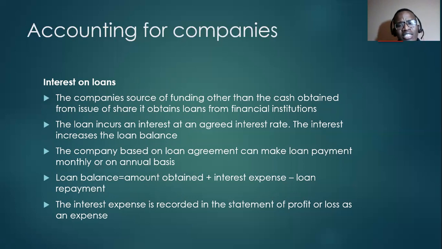Then if that's the case, it means if you obtain a loan, it will be your loan plus interest, right? Then the interest increases your loan balance, right? Then the company, based on the loan agreement, can make loan payments on a monthly or annual basis, right? So your payments obviously are going to include your interest plus your principal payment. Principal payment is how much you've borrowed, right? But we'll see that in the example.